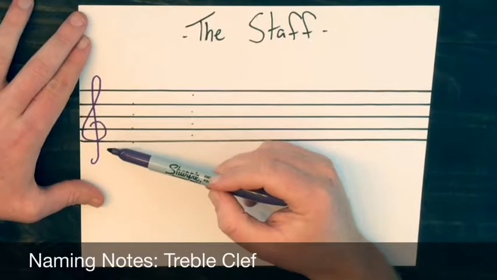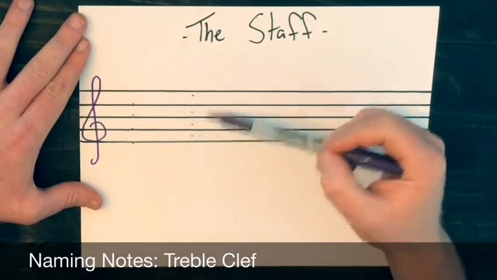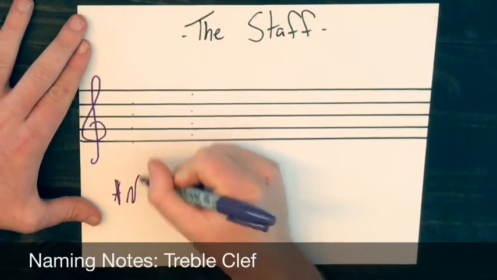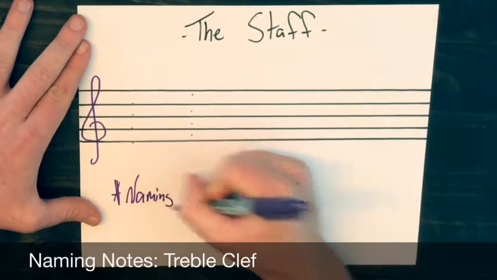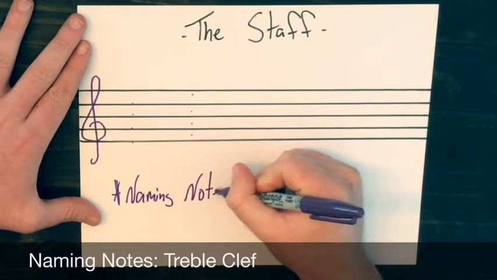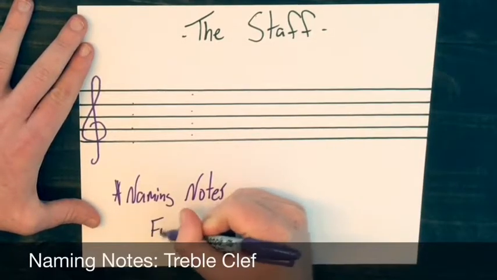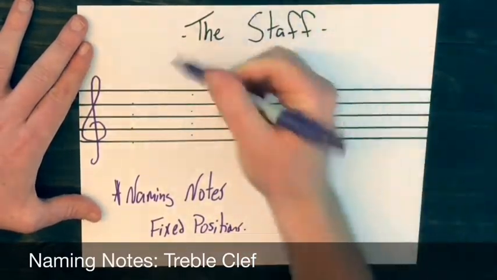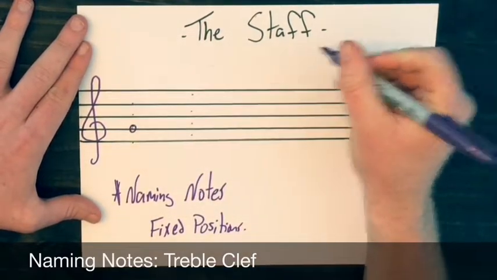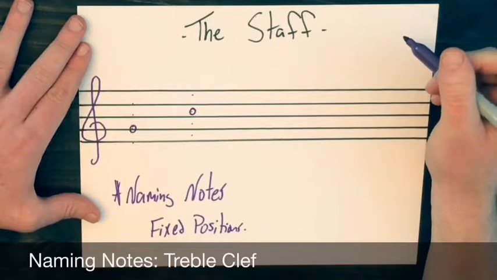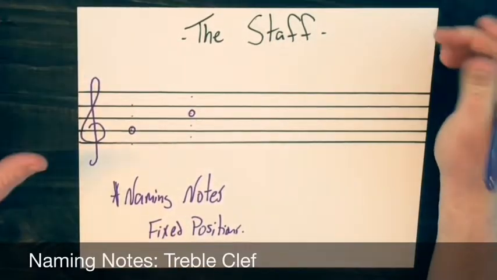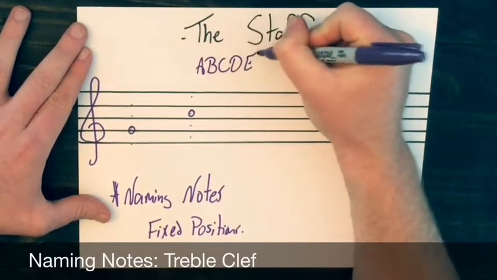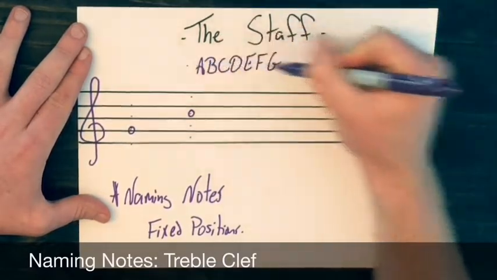Now, the treble clef will dictate specific pitches on different lines or different spaces. Now, what's really important to know when naming notes on the treble clef or the bass clef is that they are fixed positions. What this means is that if I were to draw a note on this line, or if I were to draw a note on this space, it will always be named one note name. So again, those 7 note names are A, B, C, D, E, F, and G. Those are my 7 choices.